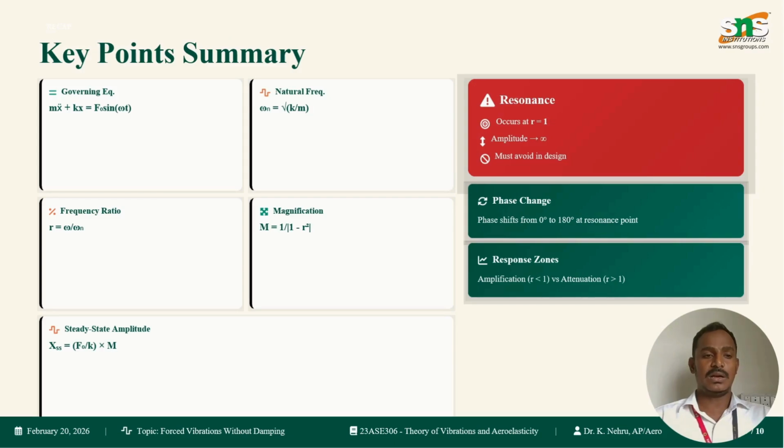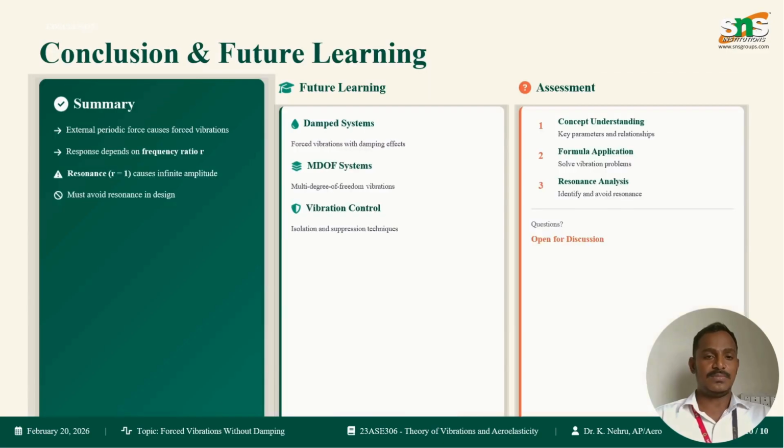Now coming to the summary points. To summarize, forced vibration without damping has no energy dissipation. Response depends on frequency ratio. Resonance causes theoretically infinite amplitude. This makes the undamped system highly unstable. That's why damping is always included in a real system.